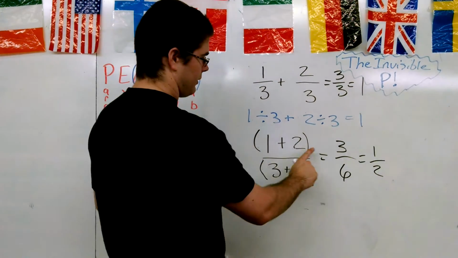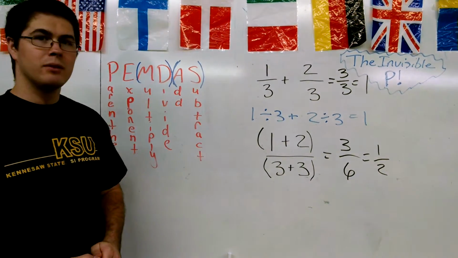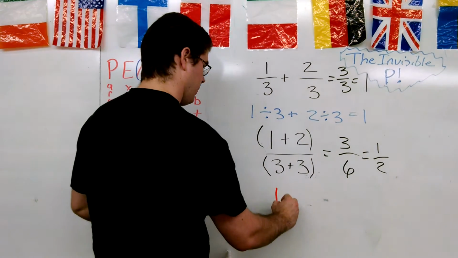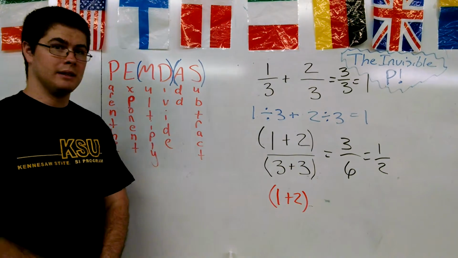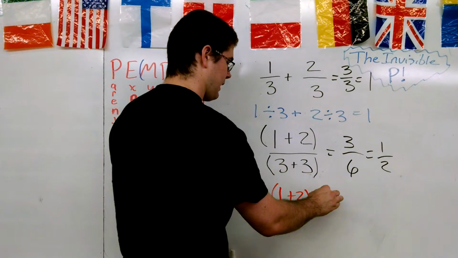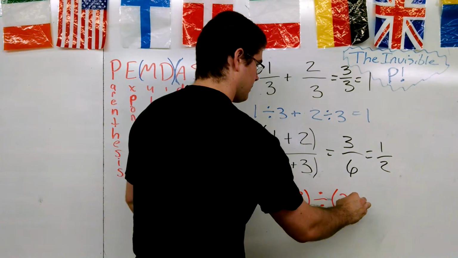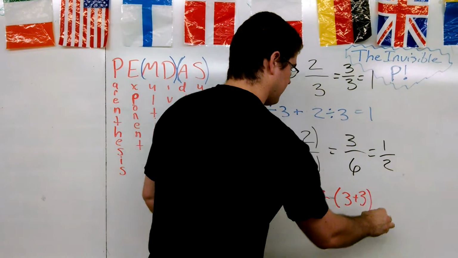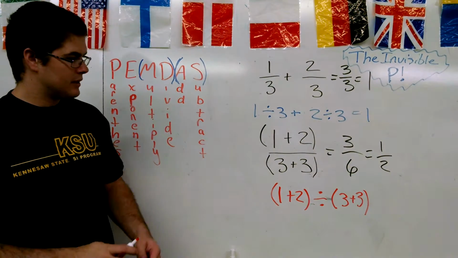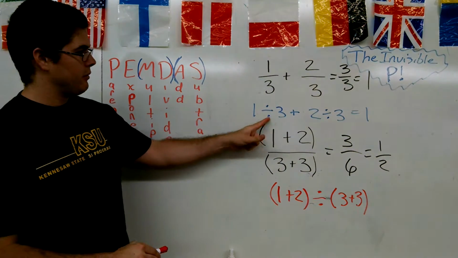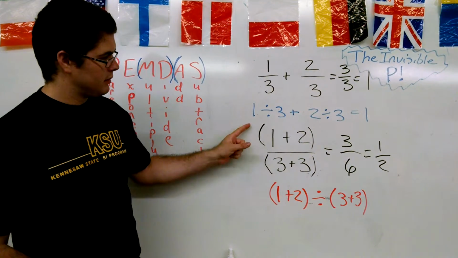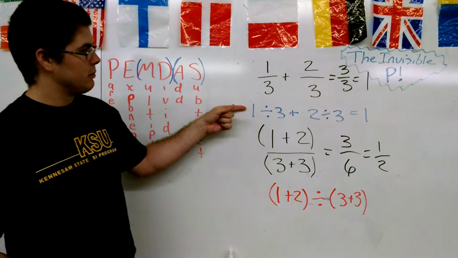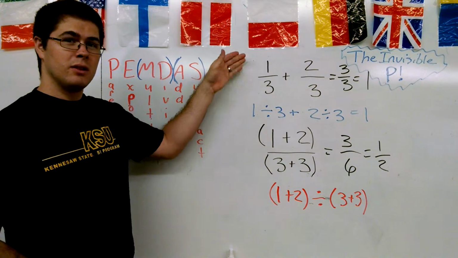This, on the other hand, I would have to write as 1 plus 2 in parentheses, divided by 3 plus 3. And you can see the difference. Here I did 1 divided by 3, whereas here I had to put the 1 plus 2 in parentheses. So this is represented here, and then this blue here is represented by this one here. So there is a difference.